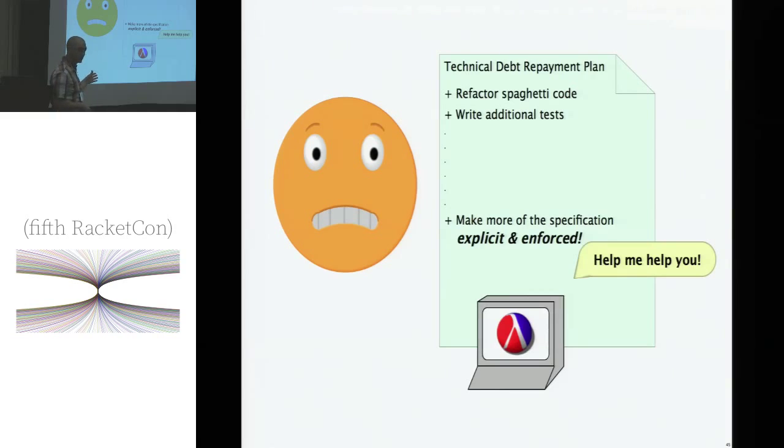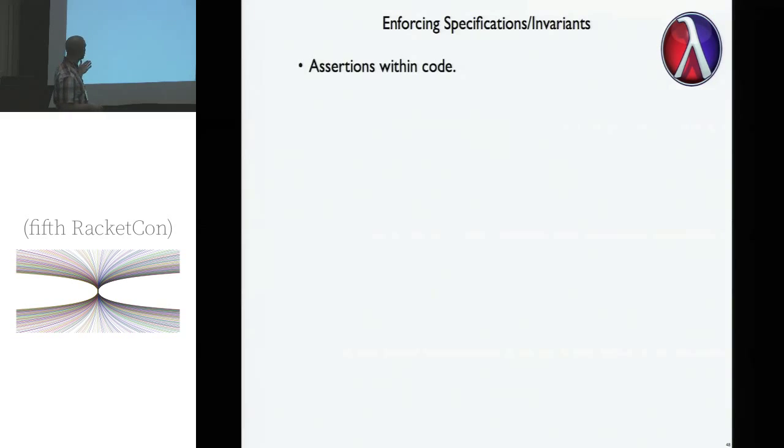And so Racket is there to help us do that, right? We're not on our own doing this. So what are the ways in Racket that we can enforce specifications and invariants? Well, there's a lot of options, as with most things in Racket. So we can do the time-old tradition of just throwing assertions directly in our code, right? So in your code, unless some invariant is met, we throw an error.